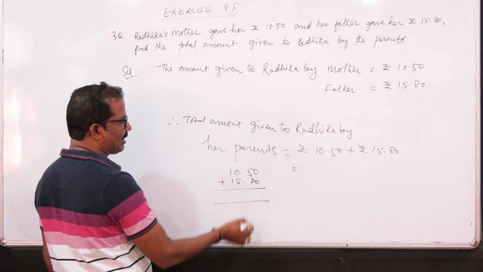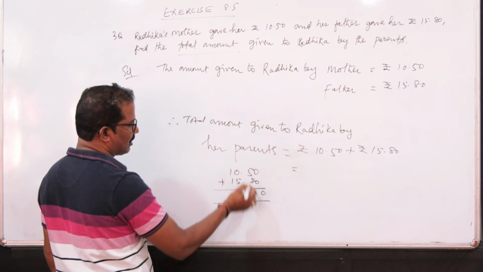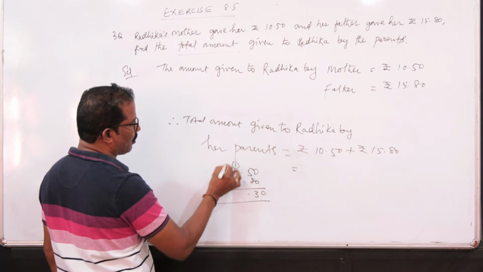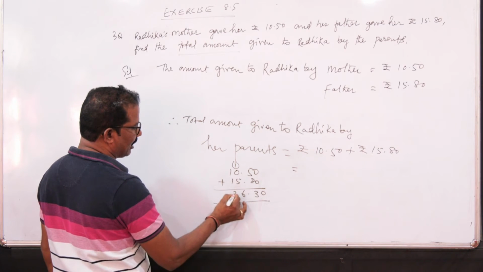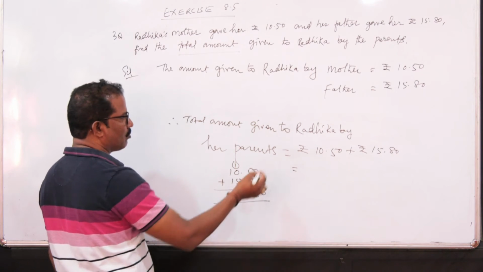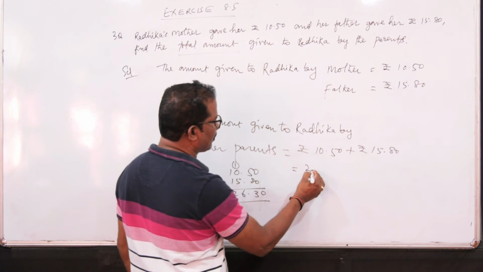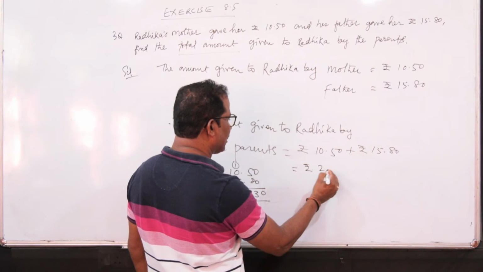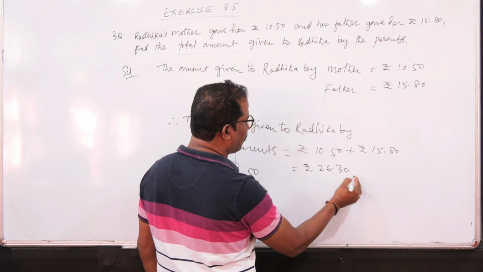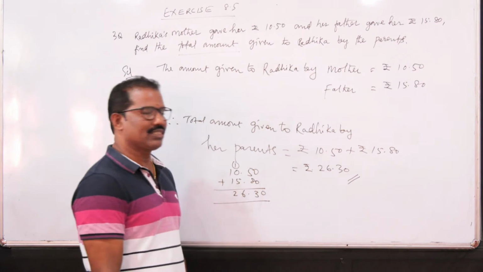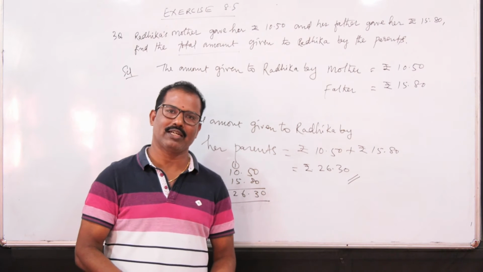Already both the numbers are in decimals, we can add like this, and here 13 means 1 will go carry, and it is 6 and it is 2. So how much did we get? Both the amounts are 26 rupees 30 paise only. So total amount given to Radhika by her parents is how much? 26 rupees 30 paise. Understand?